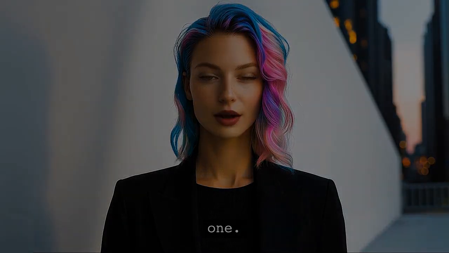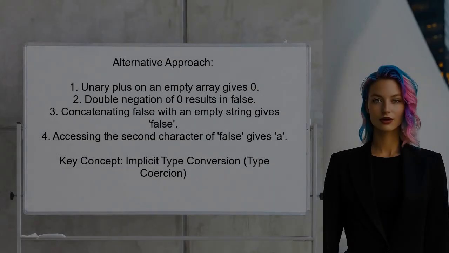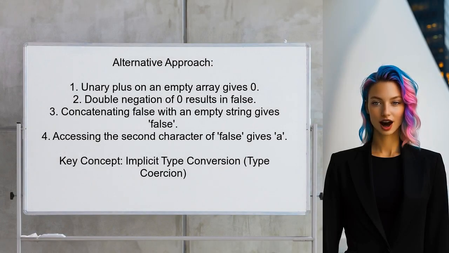Let's explore another one. This user explains the evaluation of the expression step by step. First, the unary plus converts an empty array to 0. Then, applying double negation to 0 gives false. Concatenating false with an empty string results in the string false. Next, the expression accesses the second character of false, which is A. This process highlights JavaScript's implicit type conversion, also known as type coercion.